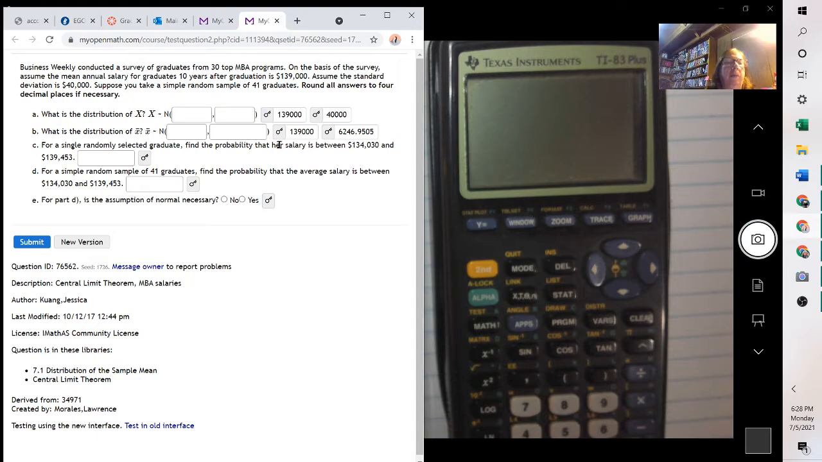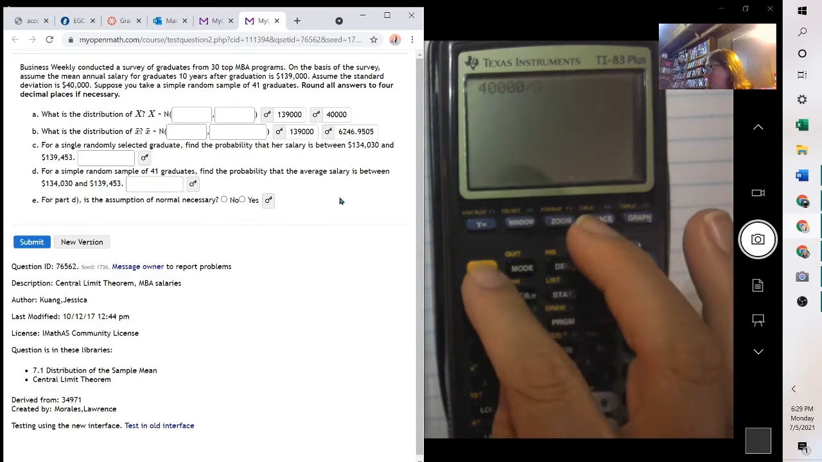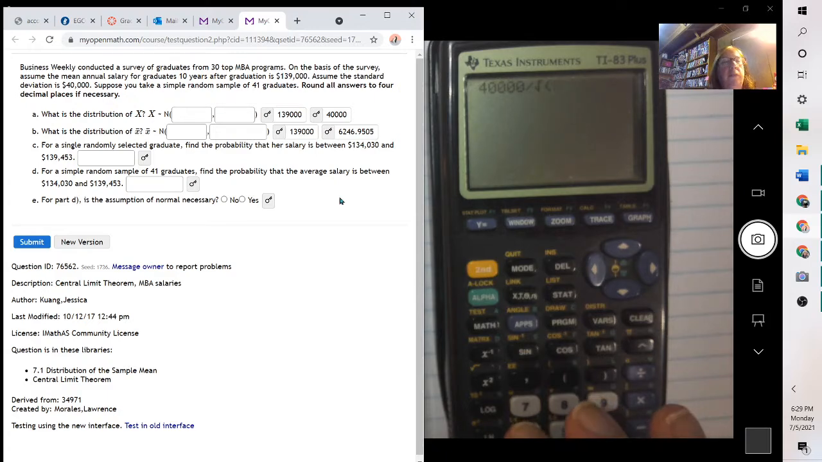Hello. So for this problem, you had a question on, I think, C and D. The mean and the standard deviation, when it's one item, that's given, and it was given as 139,000 and 40,000. Now, when you're having a distribution, notice this one has the mean, X with the line over it. The mean itself is the same, the 139,000, but the standard deviation, you take the 40,000 and you divide by the square root of the sample size, which was 41. Yeah, right here it has 41.